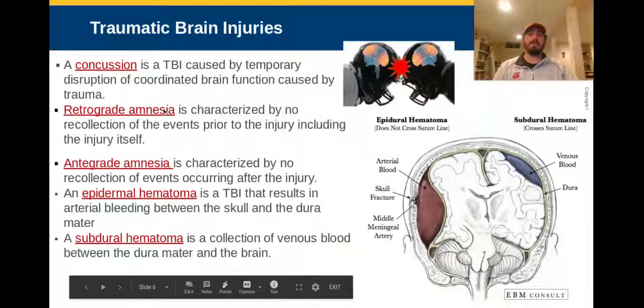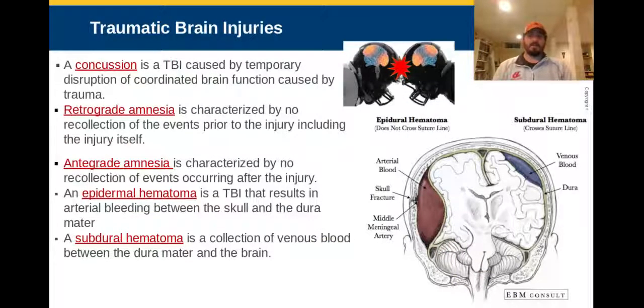Something called amnesia. Maybe you've heard of amnesia before. It's when you forget things, all right? And there's two types of amnesia, retrograde and antegrade. So retro, think about retro, back in the day, is characterized by no recollection of the events prior to the injury itself. And I've seen both of these a bunch of times in patients.